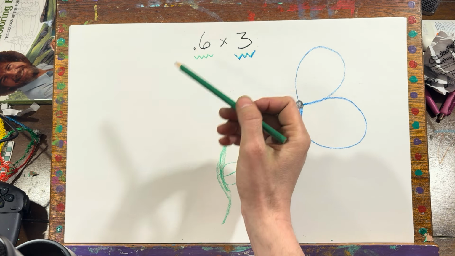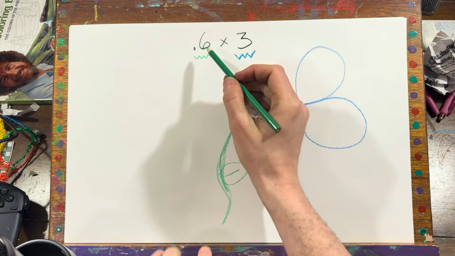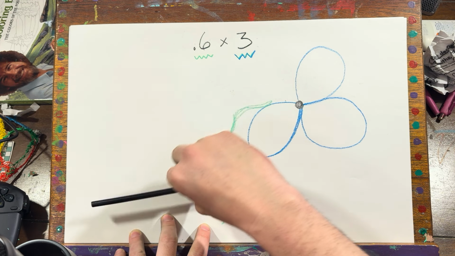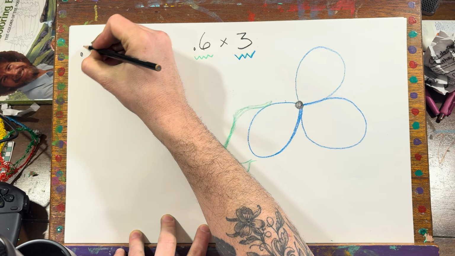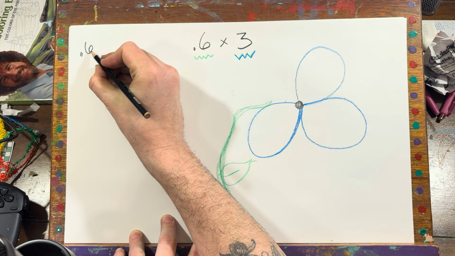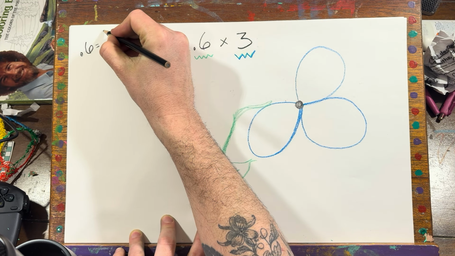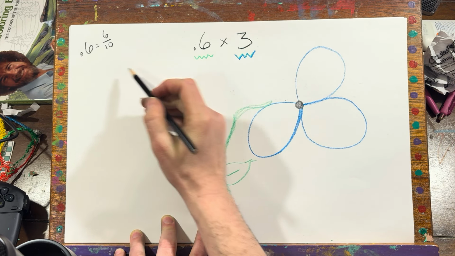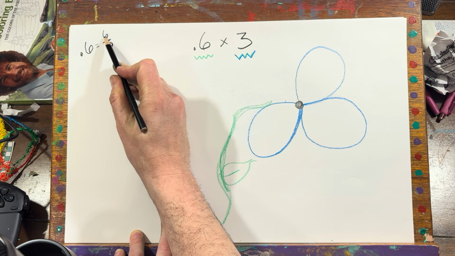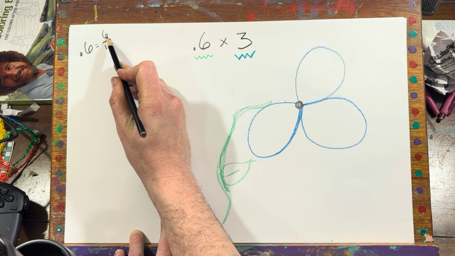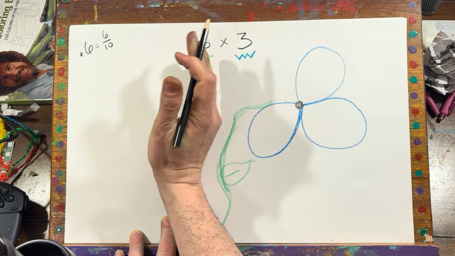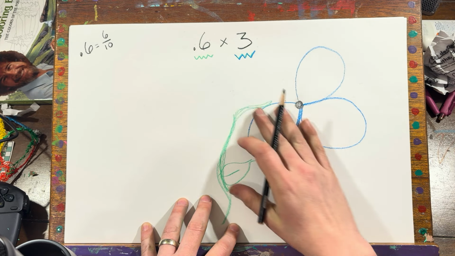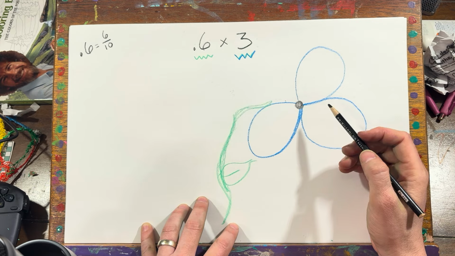Well, this says 6/10. Again, the 6 is in the 10ths place. So the number 6/10 can be written this way, or it can be written this way. They mean the same thing. So when I see this decimal, I can think of 6 out of 10 pieces of something. So I'm going to take 6 out of 10 pieces of each of these petals.